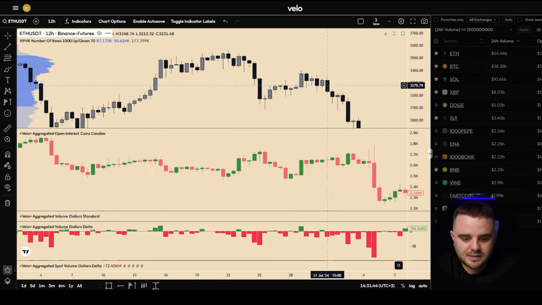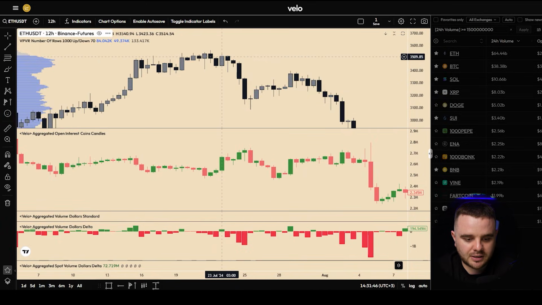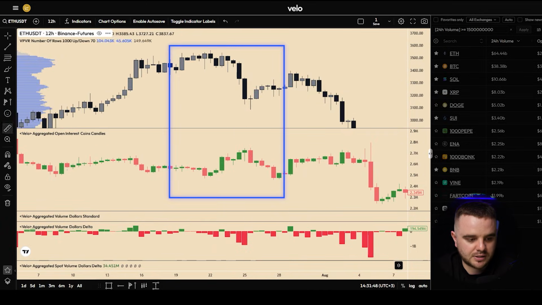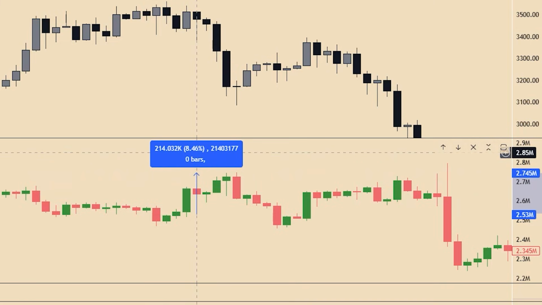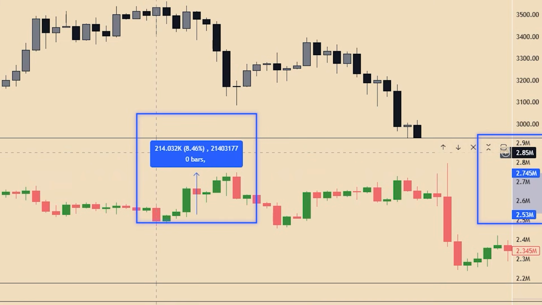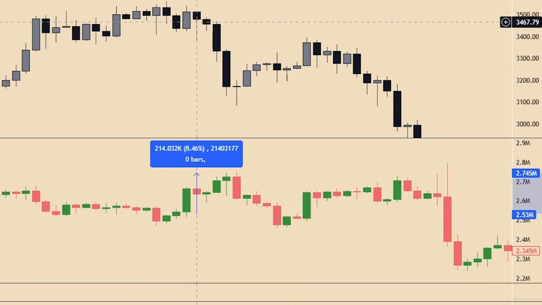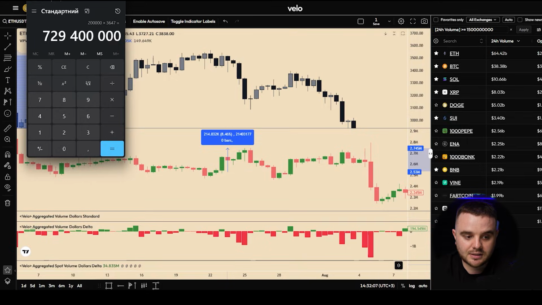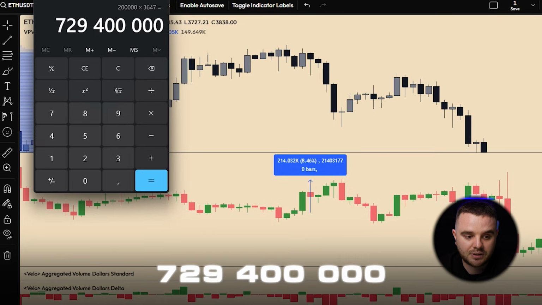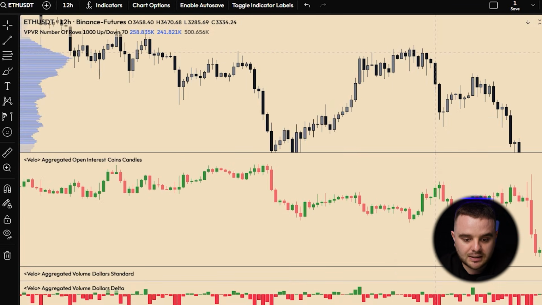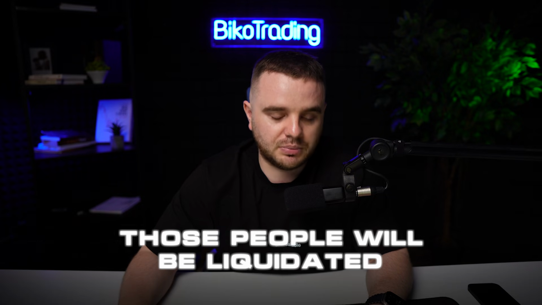In a tiny place, as I told you, at range high, have a look: open interest increased by 2.5 mil to 200,000 contracts. Just calculate 200,000 contracts with an average price of 3,467. It is nearly 725 mil worth of positions entered in a tiny area and no result. Price even failed to break that range. In most cases, those people will be liquidated.